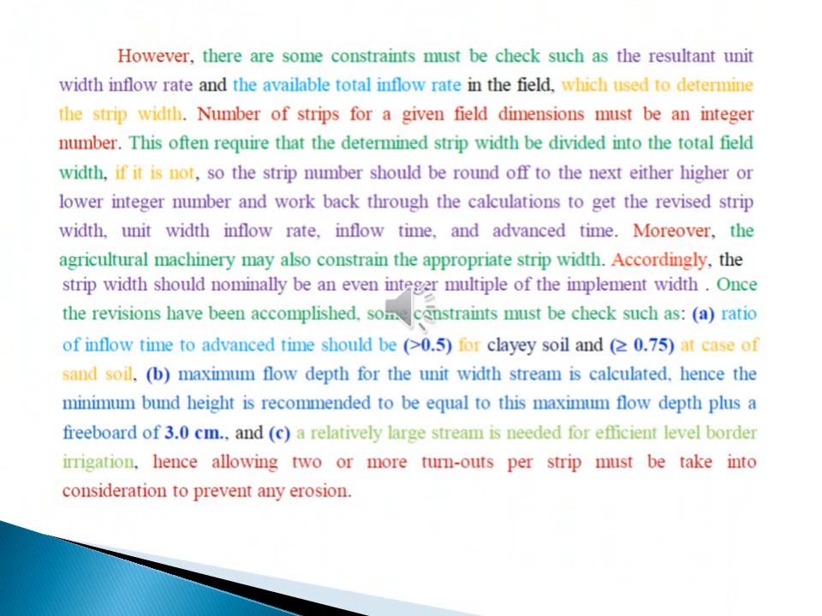However, for designing border strips, there are some constraints that must be checked, such as the ratio of inflow time to advance time, which should be more than 0.5 for clay soil and more than 0.75 in the case of sand soil. Maximum flow depth for the unit strip is calculated, hence the minimum pond height is recommended to be equal to this maximum flow depth plus a freeboard of 3 cm, and a relatively large stream is needed for efficient level border irrigation, hence allowing 2 or more turn-outs per strip must be taken into consideration to prevent any erosion.